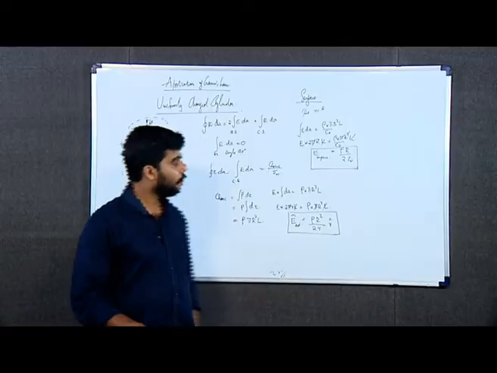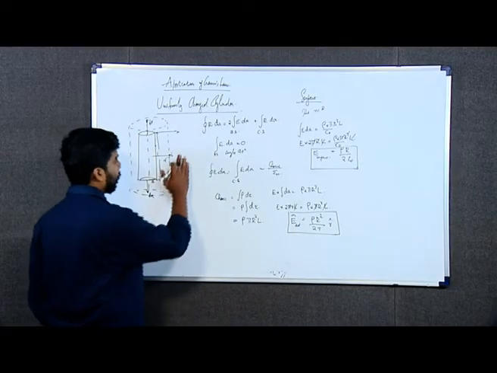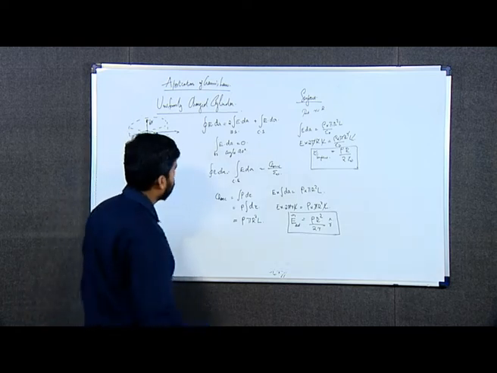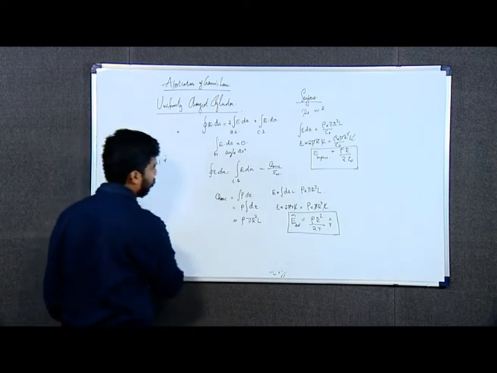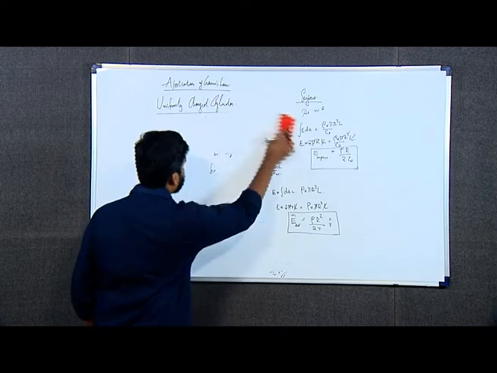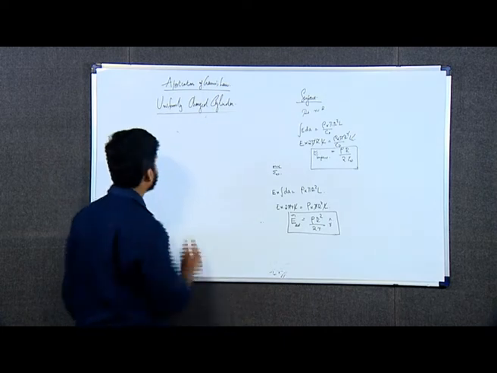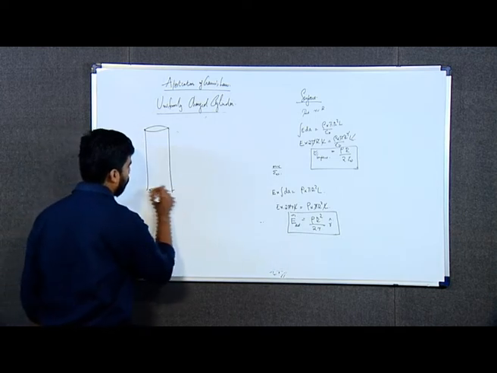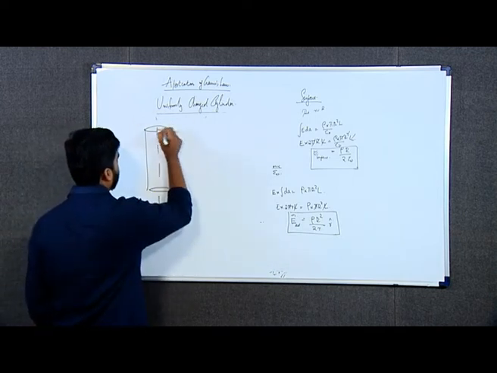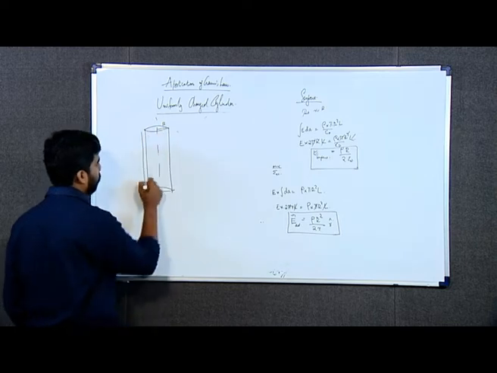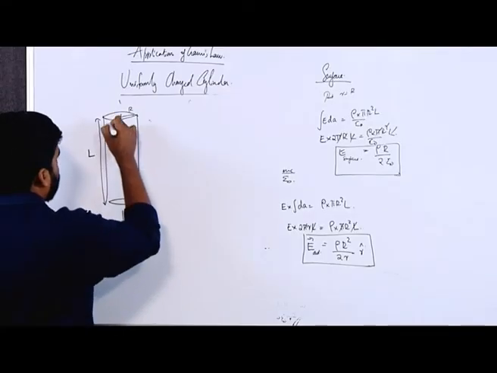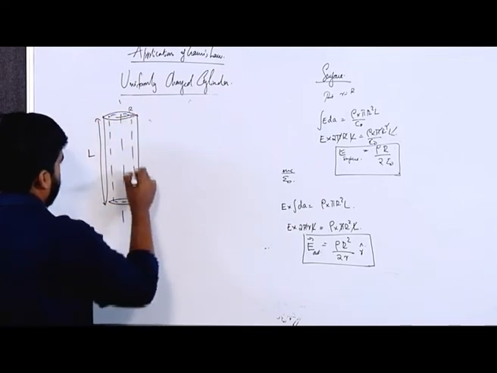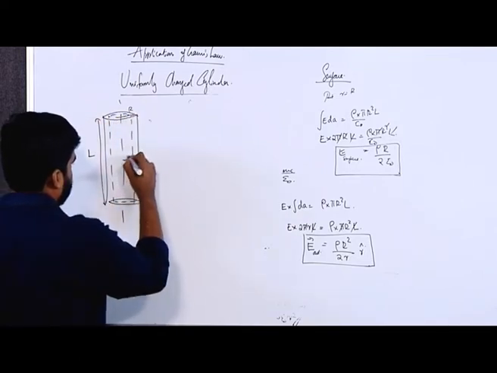This is the electric field at the surface of the cylinder. Now we will check what is the electric field produced inside the cylinder. For the same process, there is not that much difference. Consider a cylinder with radius capital R and its length is L. Now consider a point inside the cylinder with radius R.